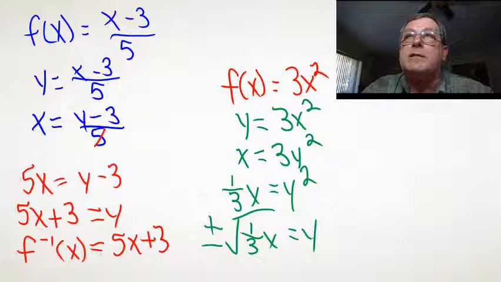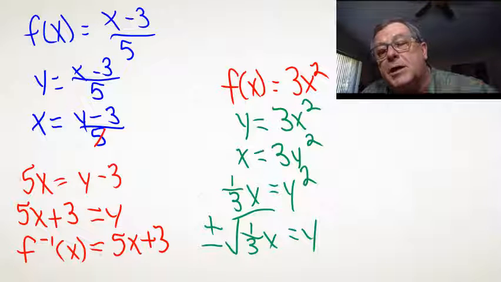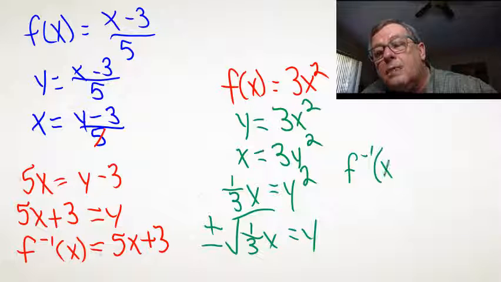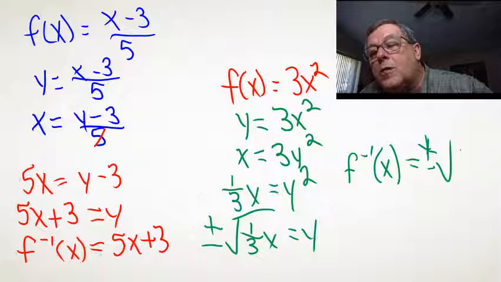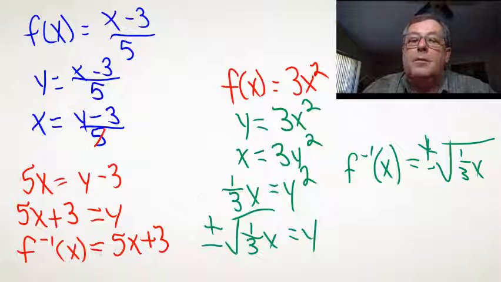And what's the last step? We're going to write it in inverse function notation, which is f negative 1 of x equals plus or minus the square root of 1/3 x. Boom. See, it's really not so bad. After all, this is what we do. We solve problems.